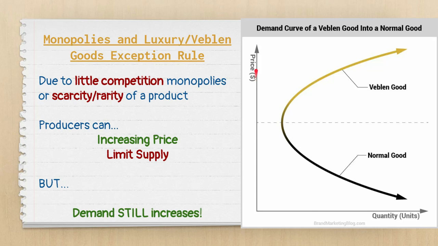As price goes up, this black line here is a normal good. As price goes up, demand should actually be going down. But a Veblen good is different. When price goes up, like Gucci or like Lamborghini or like Supreme, you're going to have demand actually go up as well.